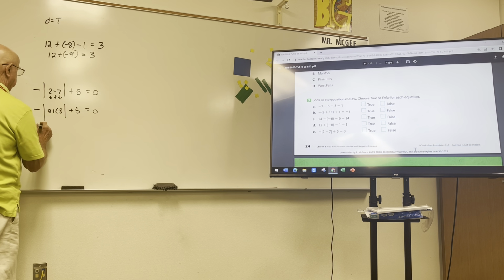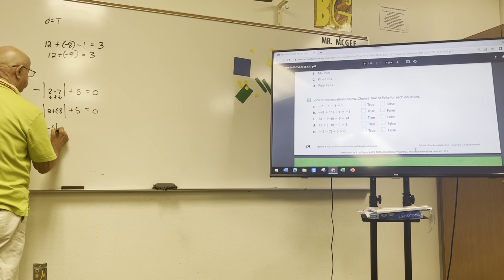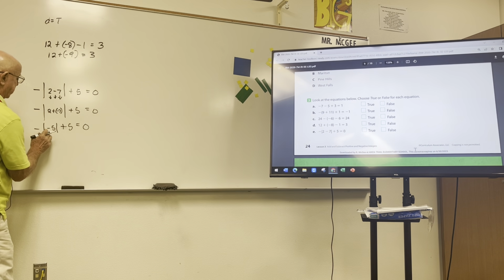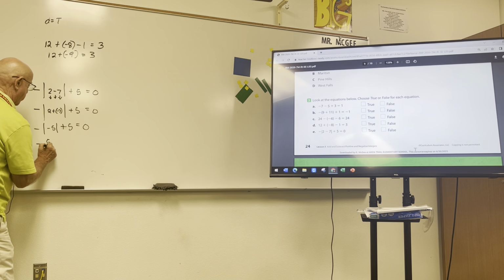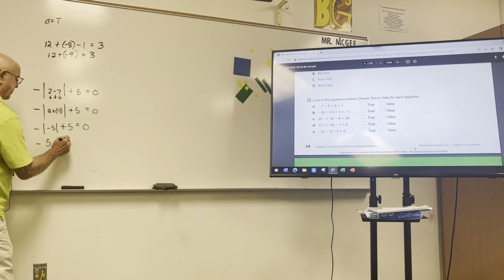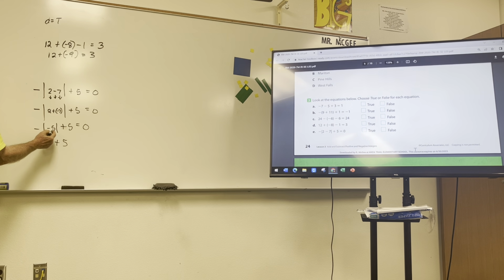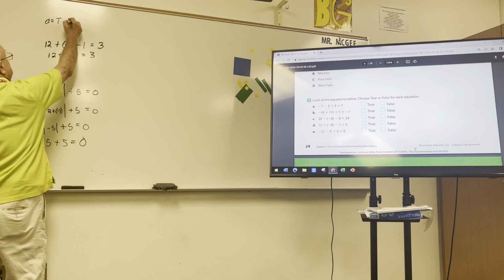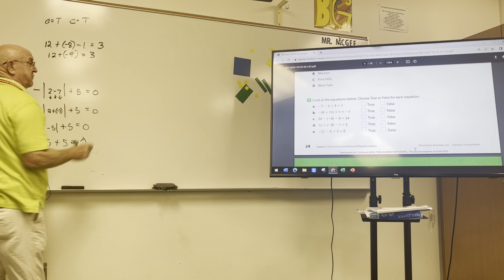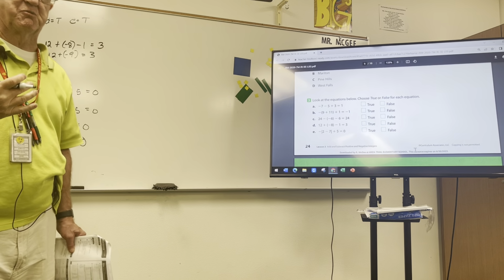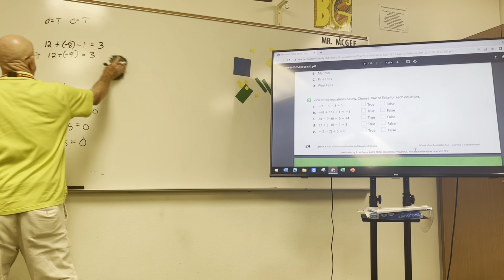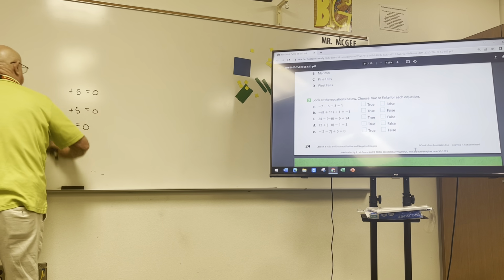This becomes the opposite of the absolute value of negative 5 plus 5 equals 0. The opposite of this is 5 plus 5. And these are opposites because the absolute value of this is 5, but I'm taking the opposite. So the opposite of plus 5 is negative 5, and negative 5 plus 5 is equal to 0. So E is true. Those are the ones that are really tricky when you have an absolute value symbol and then you have the symbol outside the symbol itself, the opposite of. So everybody should see how to do that.